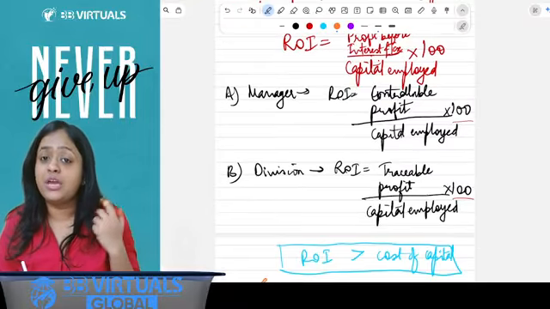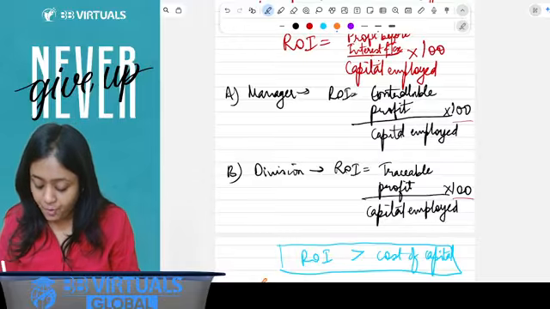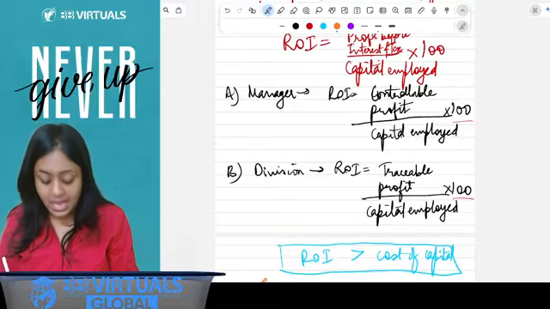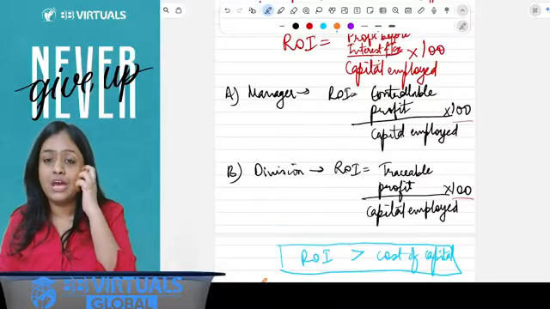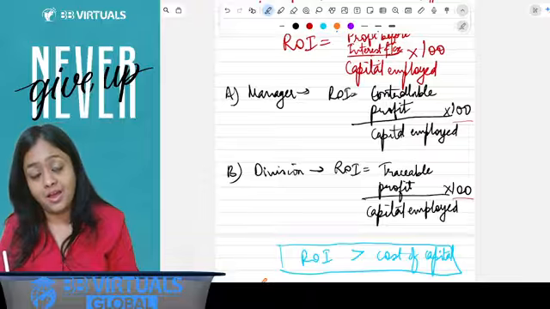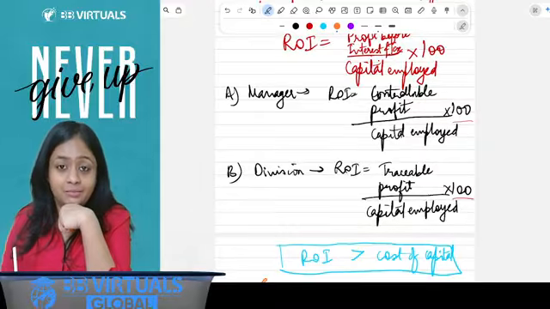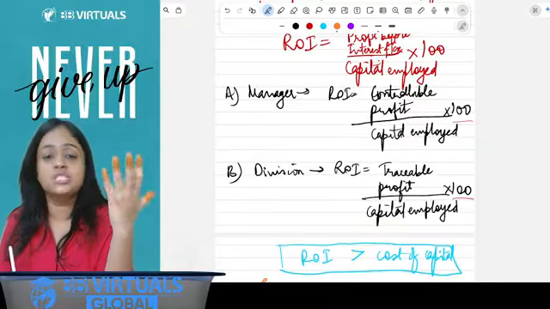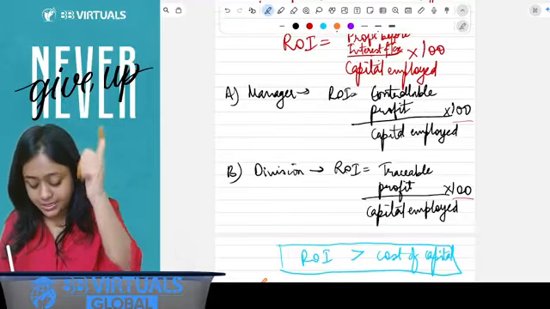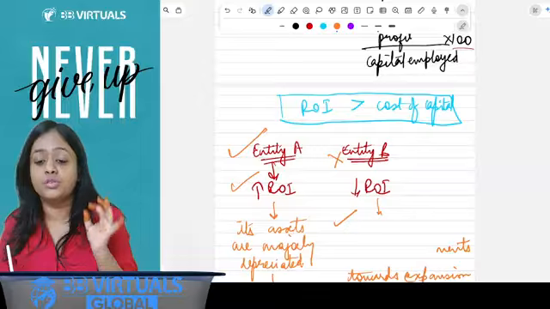For a manager, if we are evaluating, ROI will be calculated as controllable profit divided by capital employed multiplied by 100. And for the division as a whole, ROI will be traceable profit divided by capital employed multiplied by 100. So in the exam, be very clear what the requirement is. If they're only looking from the manager's point of view, take controllable profit. If they're looking from the division's point of view, take traceable profit. The agenda should be that ROI should always be more than the cost of capital.